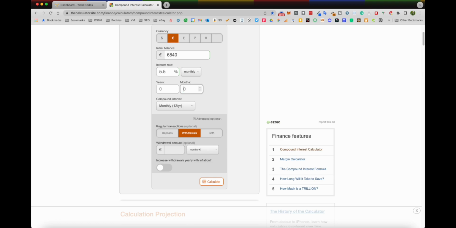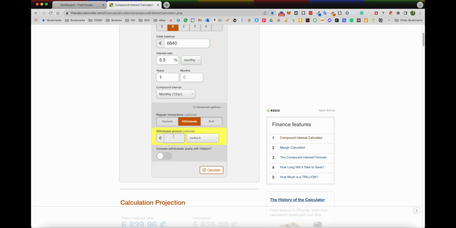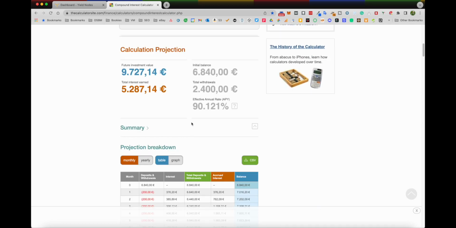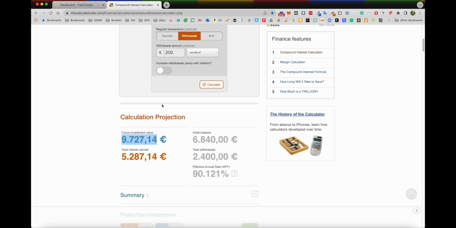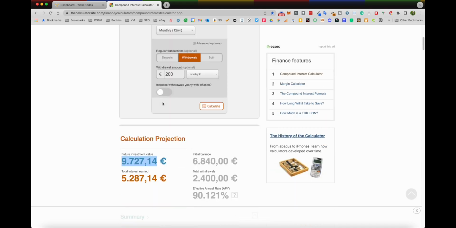And I can say, okay, for the next year, perhaps just for a year, I want to take, let's just say €200 a month out. So at the start of 2023, I'll start with 6,840, I'll take €200 a month, and I'll still have a balance at the end of the year of 9,700. I mean, whichever way you cut it, it's excellent. The only way that you'd make a sort of deficit to this really is if you're taking more than you're earning on a monthly interest.